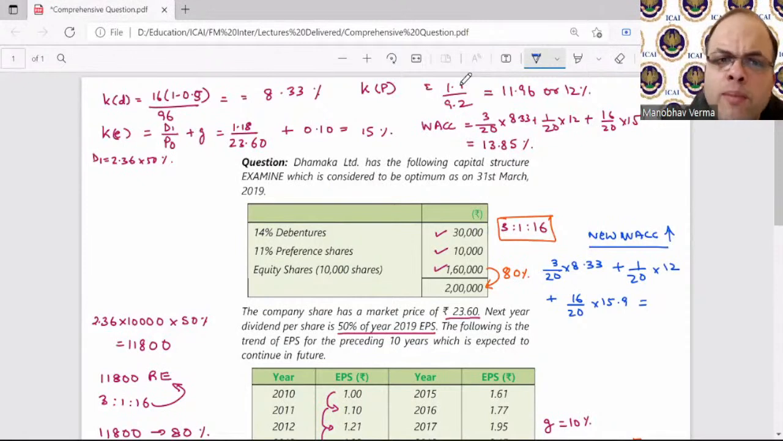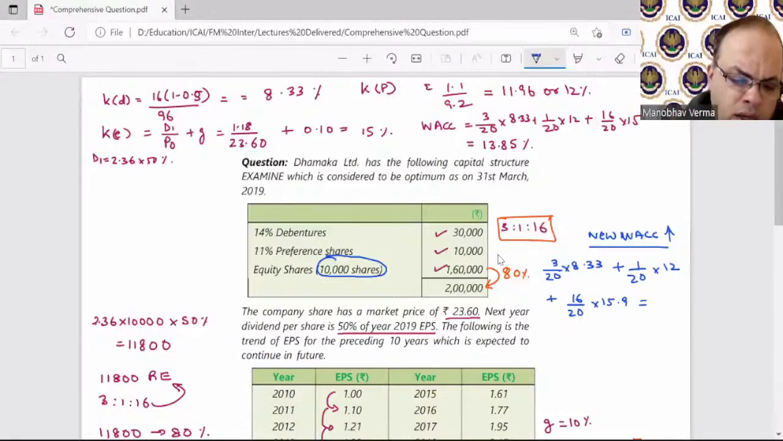So what will be my new WACC? Brinda asked from where we have taken 10,000 shares. Brinda, 10,000 shares right here from the capital structure. Guys, very important to read the question information carefully. Does this make sense to everyone?